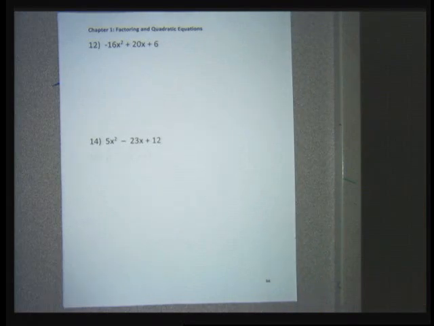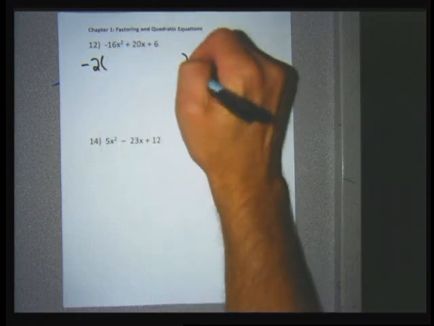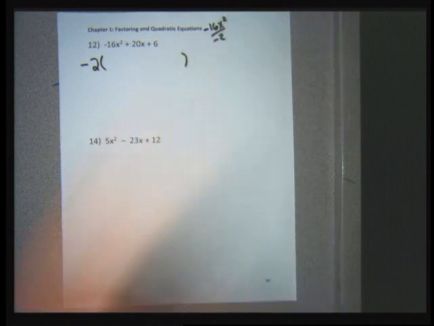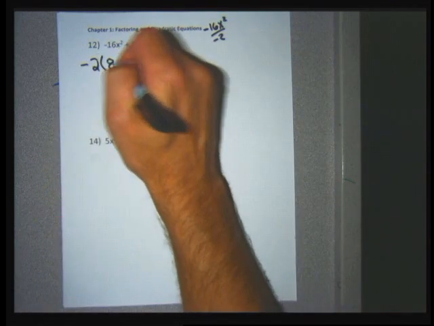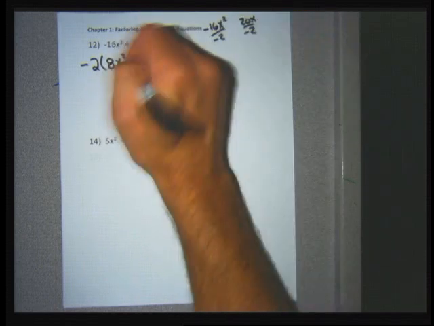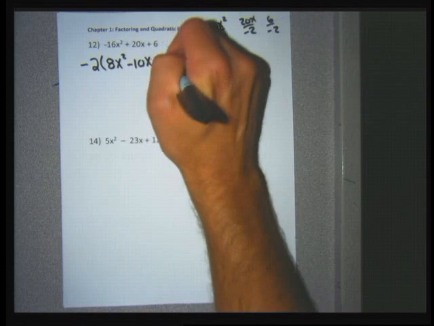12 is the first problem that has a common factor, and any time there's a negative written first, you at least have to factor out a negative, and if there's a common factor, do negative in the common factor. Each of the numbers 16, 20, and 6 are divisible by 2. I'm going to factor out a negative 2, and to figure out what goes in my parentheses, I'd go negative 16x squared divided by negative 2. That will leave me a positive 8x squared. And then I'll go 20x over negative 2. That will leave me a negative 10x. And then 6 divided by negative 2 will leave me a negative 3.